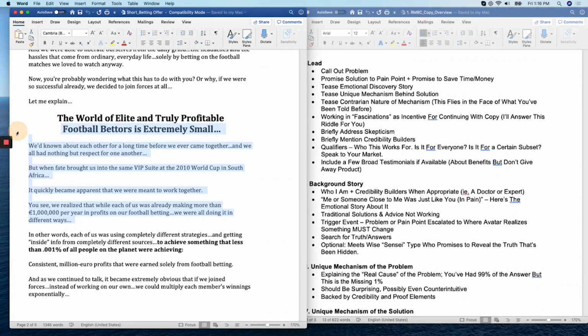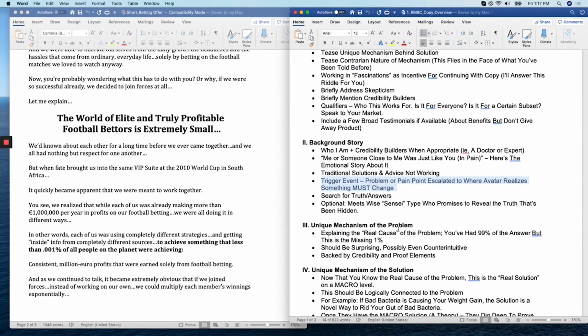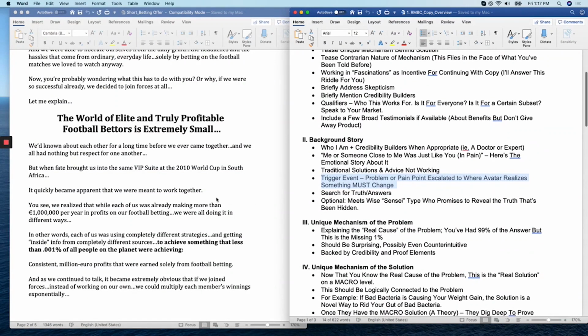So basically, this is kind of the trigger event. It's not really based on a pain point, but there's this trigger event. They all came together and realized that they're doing things differently. And then this is going to get into the unique mechanism.